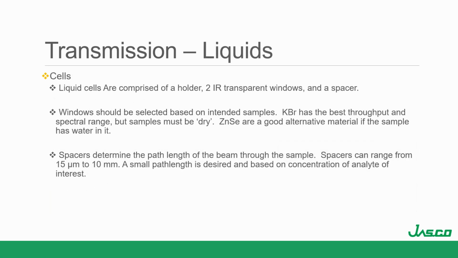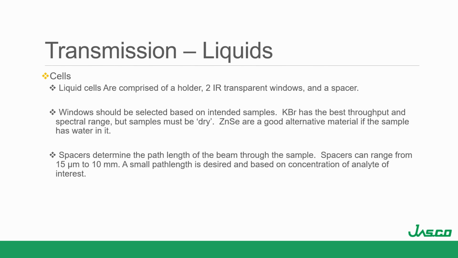So liquids. Liquid cells are comprised of a holder, two IR transparent windows, and a spacer. The windows that you use should be selected based on the intended samples, with KBr being the highest throughput. However, KBr fogs over time because it reacts with water. So the samples must be dry, and it must be stored in a desiccator. Zinc selenide is a good alternative material if the sample has water in it. It's got a little bit less throughput. However, it makes up for it with its robustness.